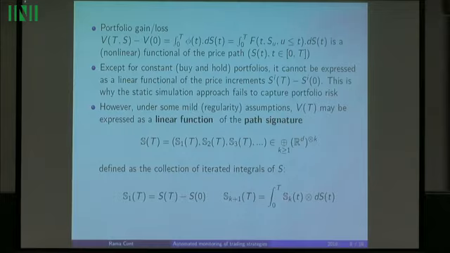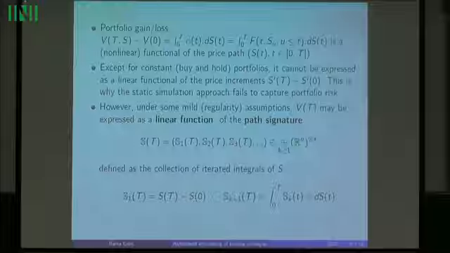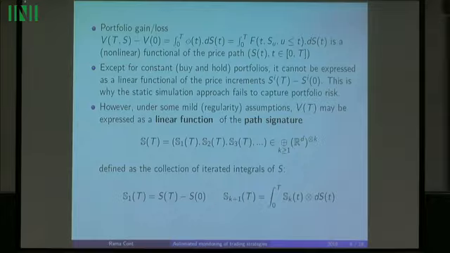However, as you saw extensively during the talks today, a very nice idea is to, instead of trying to express everything in terms of price increments, as is done in the static approach, express these functionals in terms of the path signature, which has been defined in all the talks. And that is defined as a sequence of iterated integrals. So you start from the increments as the first component of this sequence, and to compute component k plus 1, you integrate the component k against the price path itself in this tensor form.